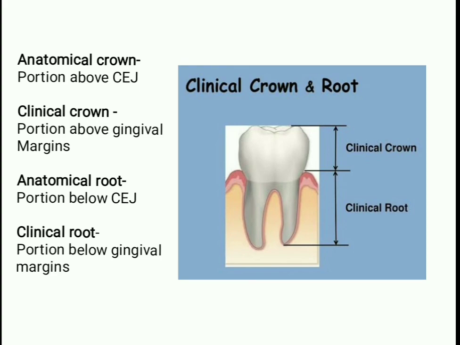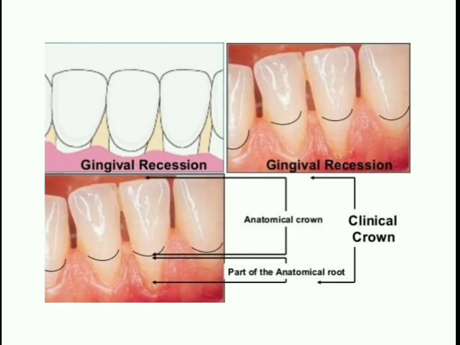case of gingival recession, as you can see, this is gingival recession. In gingival recession, the root is also exposed. So in this case, the clinical crown is more, because the portion above the gingival margin is known as the clinical crown. If the gingiva recedes, the clinical crown portion increases, but the anatomical portion remains constant, and the clinical root portion decreases.